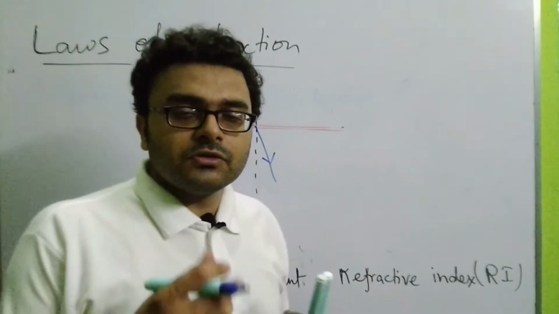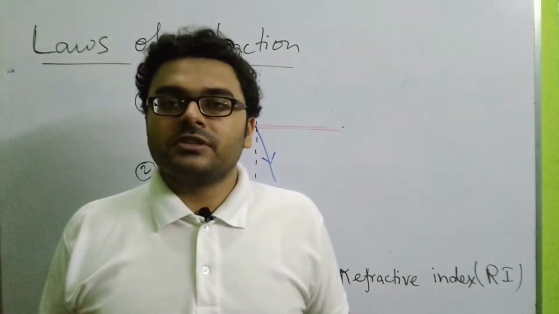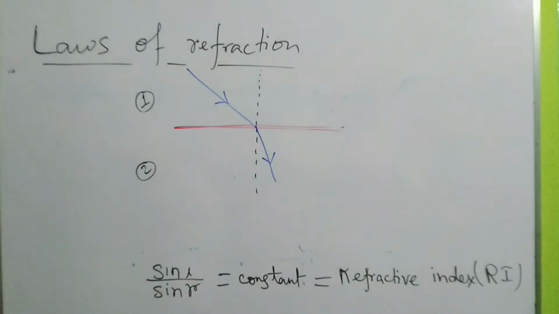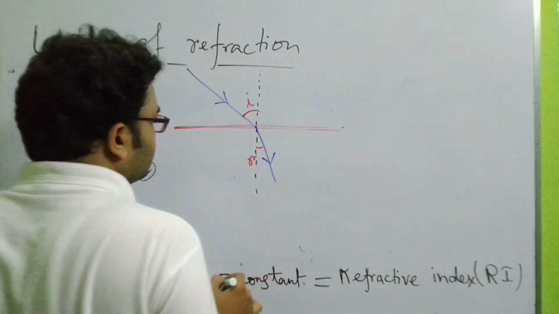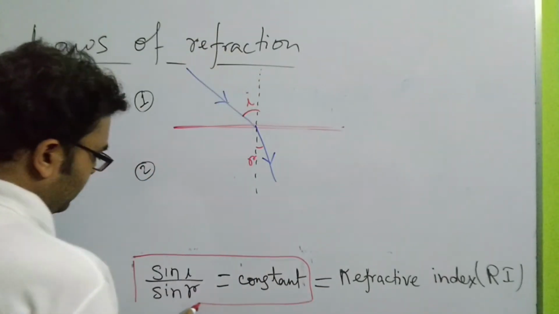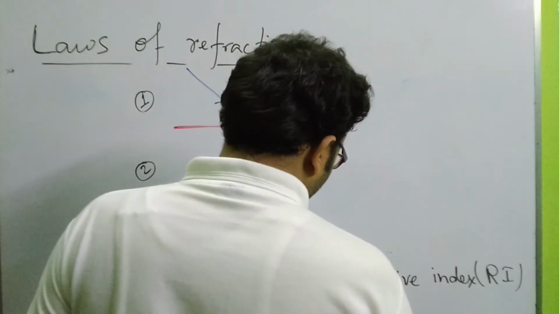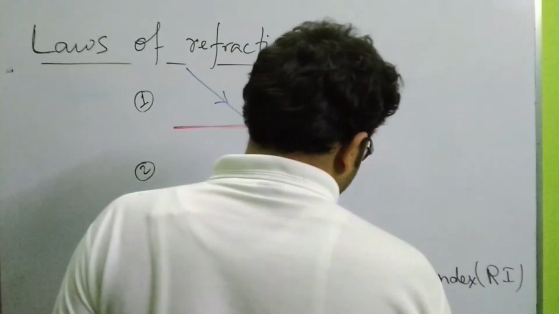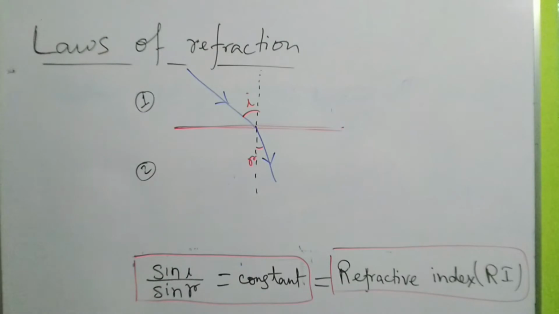This is the main fact, that when light is moving from a rarer to a denser medium, it bends towards the normal. I think all of you have remembered the facts and have been able to answer my question. So in this case, if I consider this is the angle of incidence I and this is the angle of refraction R, then I can say that the ratio of the sine of the angle of incidence and the sine of the angle of refraction is a constant, and this constant is called the refractive index. This is the main law of refraction.